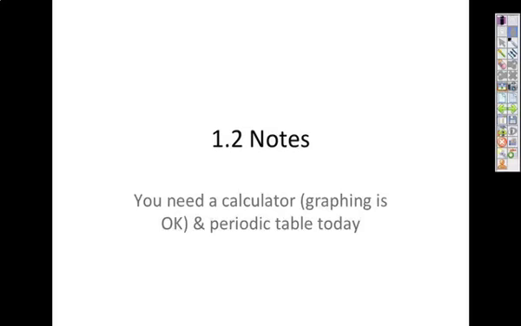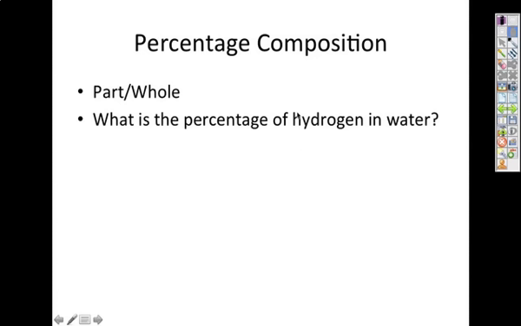And it's going to prepare us for the lab that we're doing tomorrow. It's all dealing with percentage compositions. There we go. So, percentage composition is the part divided by the whole, and then multiplied by 100. And here's our first problem.